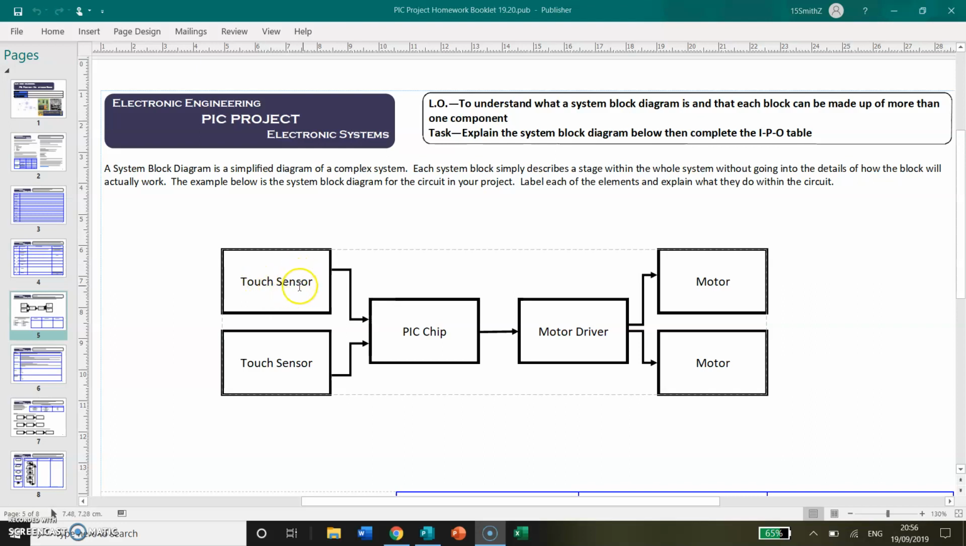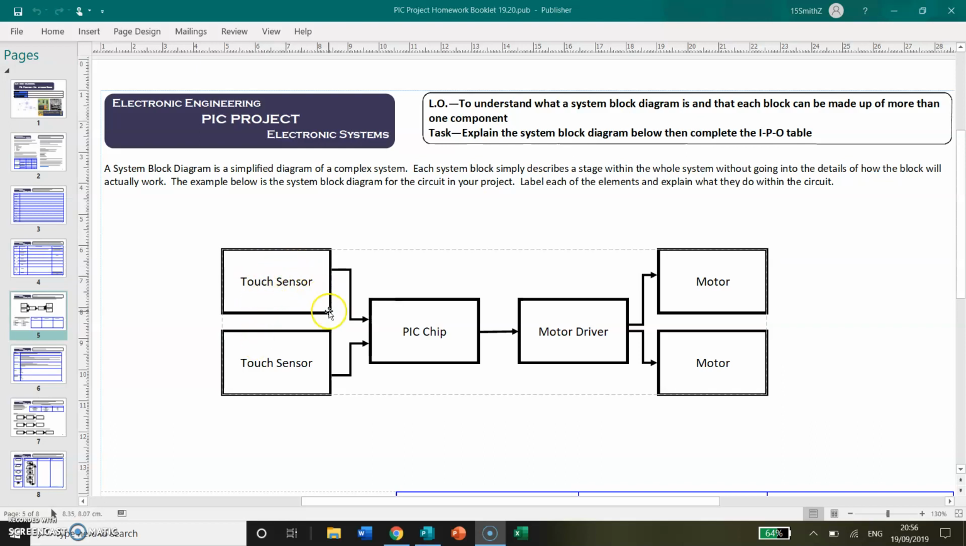It could be that you use light sensors, you could use push pressure pads, you could use piezo crystals, all sorts. But we don't worry about that in a system block diagram. We just say, I need some sort of touch sensor. We'll worry about what it is later.